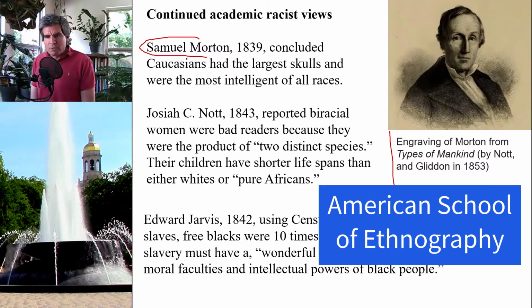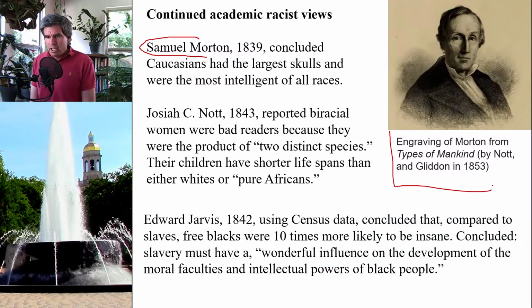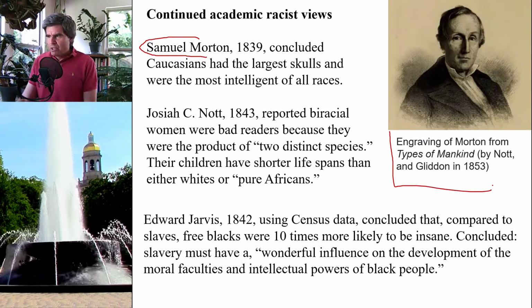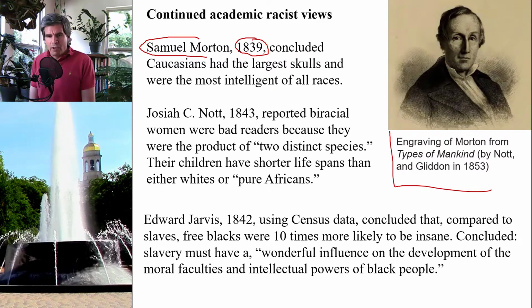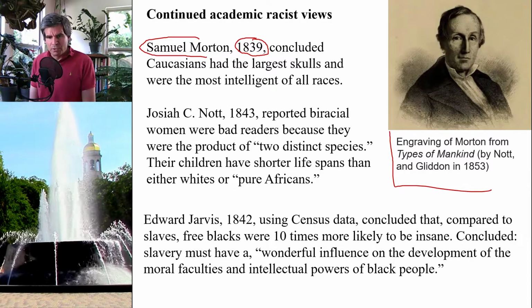So he was a famous medical doctor and author. He was a professor of anatomy at Pennsylvania Medical College in Philadelphia. And in 1839, he did some kind of study. I don't know exactly how he did this, but he did some kind of study where he reportedly measured almost 100 skulls of black people, white people, and people from different race categories, supposedly.